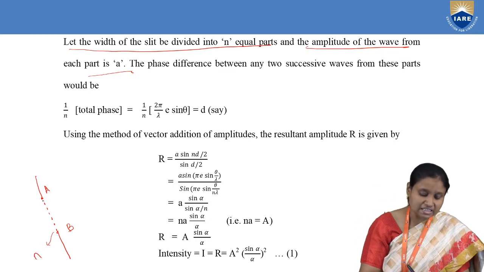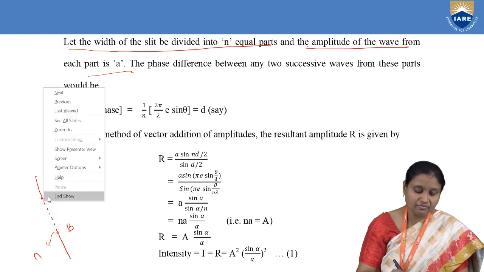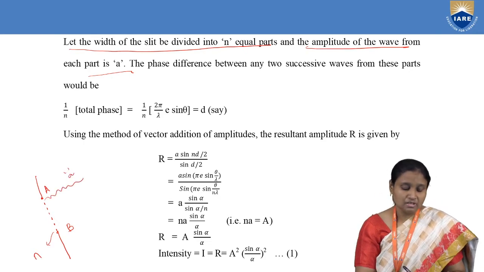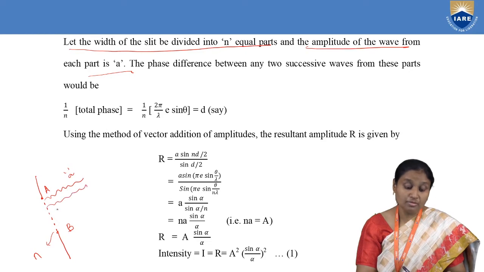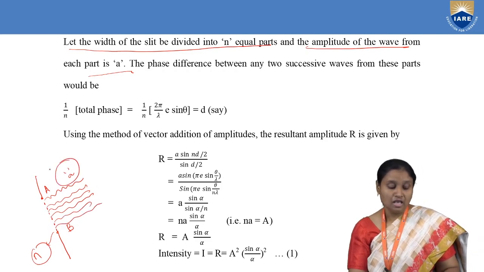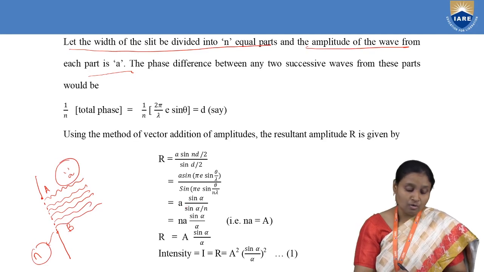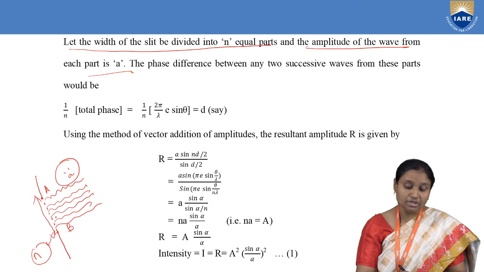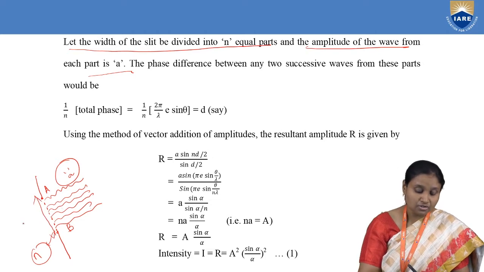And from each slit, I will have one secondary wave coming out. What is the amplitude of this secondary wave? The amplitude is given as A. So you will have a total of n number of waves, and the amplitude of these waves is given by A. And coming to phase, what is the total phase between waves coming from points A and B? It is given by 2 pi by lambda e sine theta.